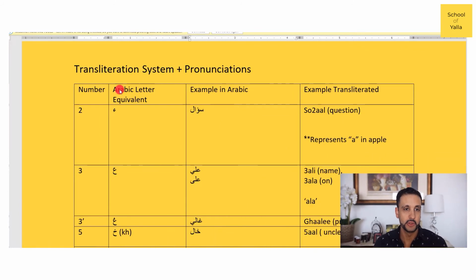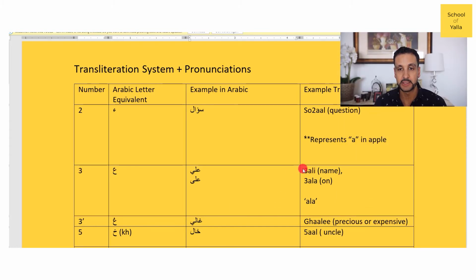Okay, so let's take a look at a few examples together, starting off with the number 3. I feel like this is one of the more common ones. So the 3 looks like an inverted ain. This is the letter ain, it makes the a sound, right? So when I add this to a word, I'm basically telling the reader, say a. So in this case, Ali, the name, is represented by the 3 here, and Ali is spelled out like this.